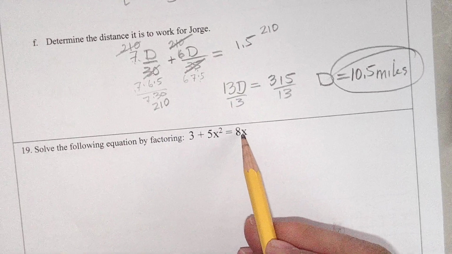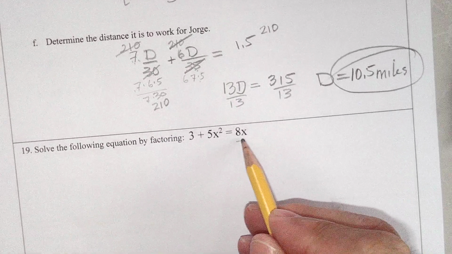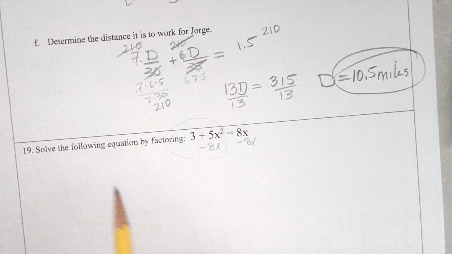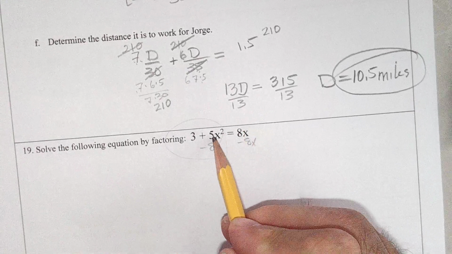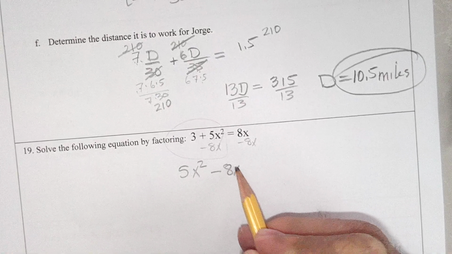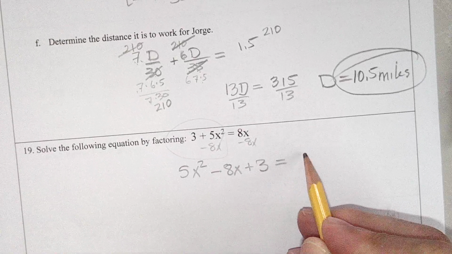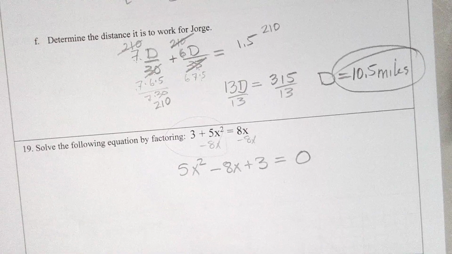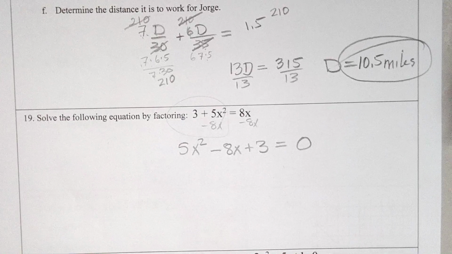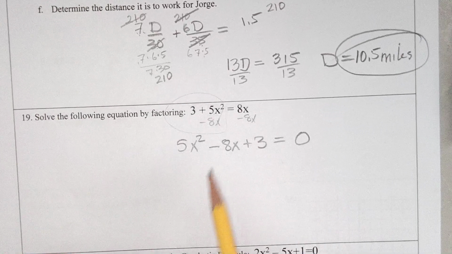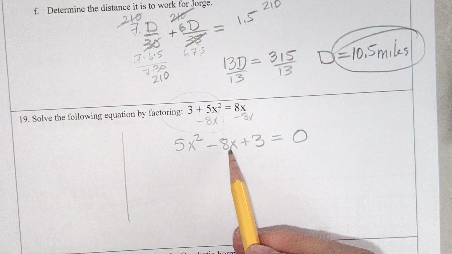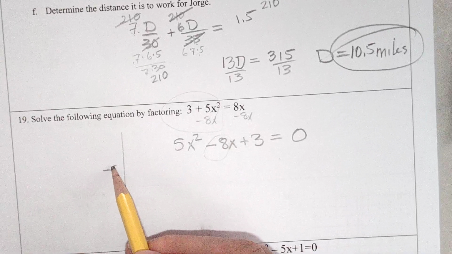Solve by factoring, so we want it equal to 0. So I'm going to subtract 8x, and then I'm going to write these in decreasing powers. So I'm going to have 5x squared minus 8x plus 3 equals 0. And you may have a way to solve by factoring by grouping or by grids, or there's a whole bunch of ways. I was teaching the strips because nobody else I know does that. And so we're supposed to line up -8 and 0.